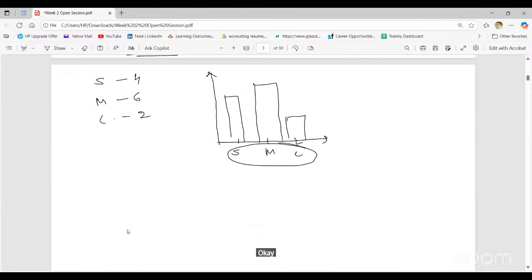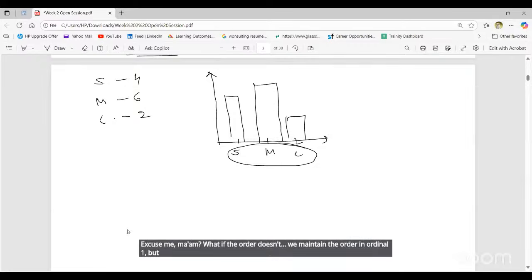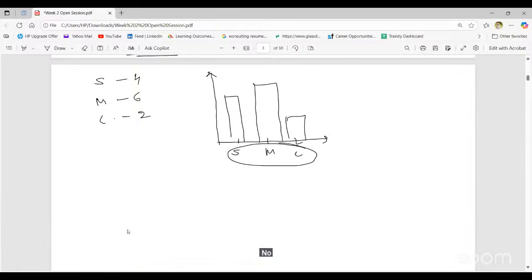Excuse me, ma'am. What if we maintain the order in the ordinal one, but the frequencies do not match, will that also be considered a Pareto chart, ma'am? No, that won't be considered a Pareto chart.